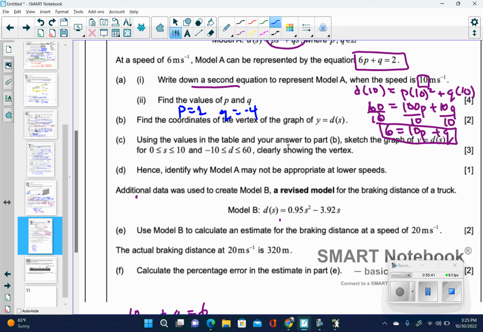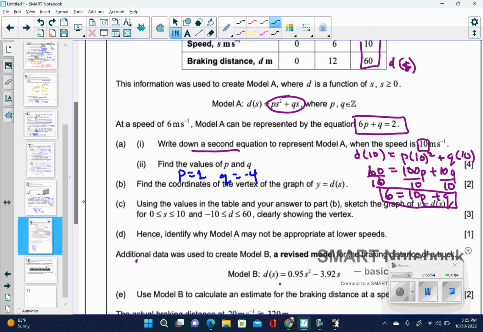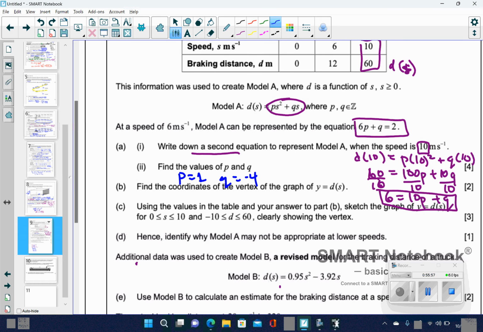So all we're going to do is plug this into our calculator. So find the coordinates. Okay, so let's go ahead and do that. If I take my values that I just got and plug it into my original, which is right here, because it says d of s, right? So I know that p is equal to 1, so I have d of s is equal to 1 s squared, right? 1 s squared. And I know my q is -4, so I put -4s.